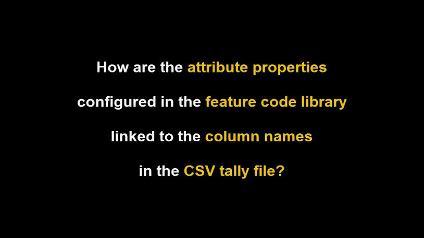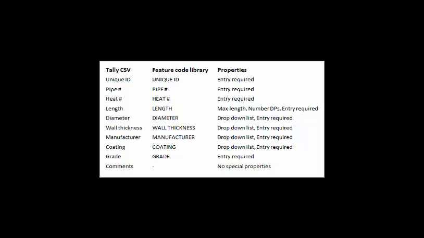So how are the attribute properties configured in the feature code library linked to the column names in the CSV tally files? This is done by matching the tally column name to the attribute name. For the tally file to assume the properties of the feature code library, the names in the header of the tally CSV file must match almost exactly to the attribute names in the feature code library. The name matching is not case sensitive, but otherwise they need to be the same.